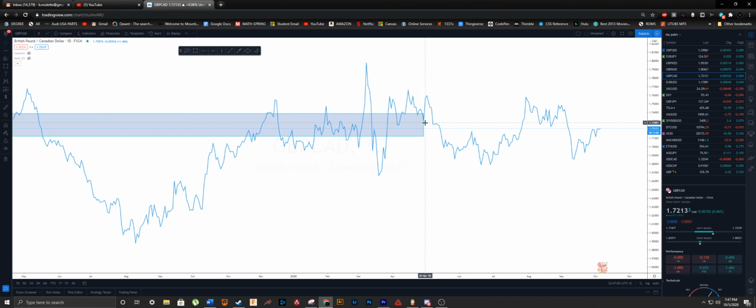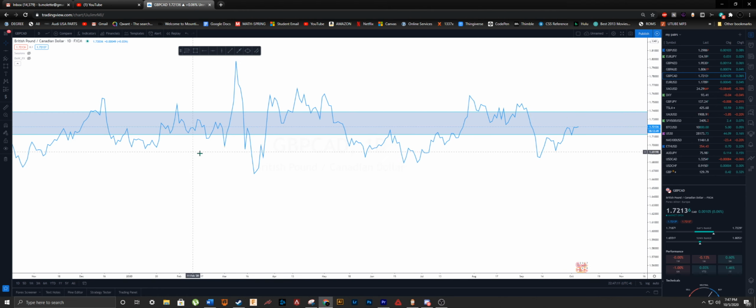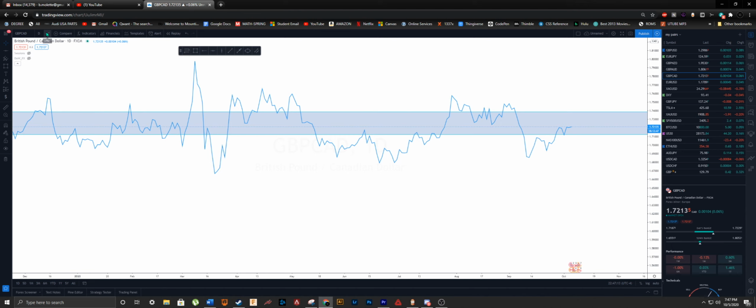Let's see. So now you can get all those ones that were pretty close to touching it in that zone. So you know, price is doing a lot of reversals here over time. This is just on the daily chart, so this is a large picture.